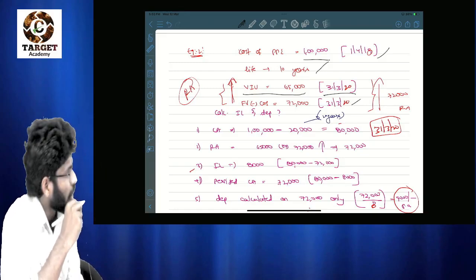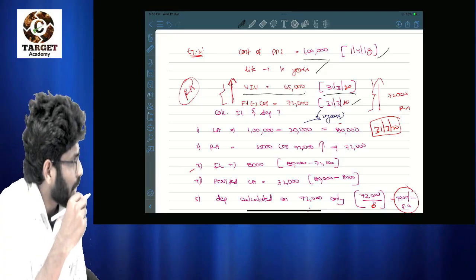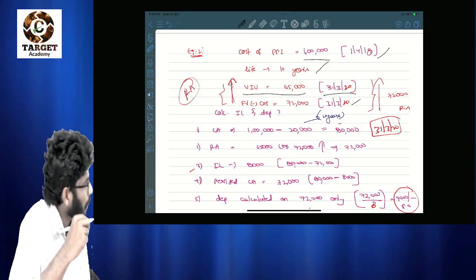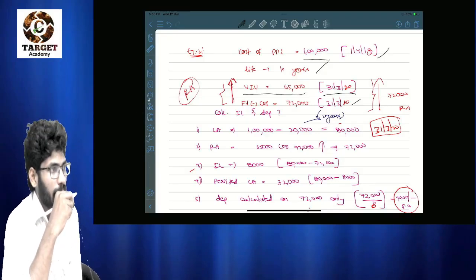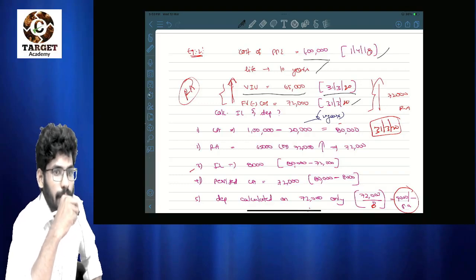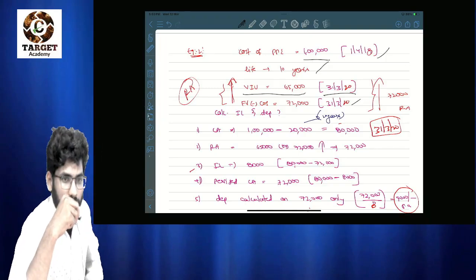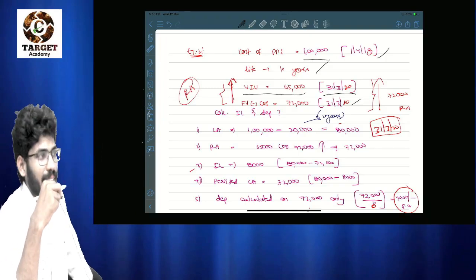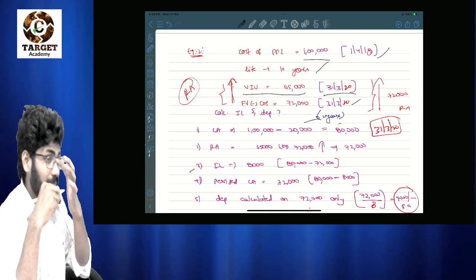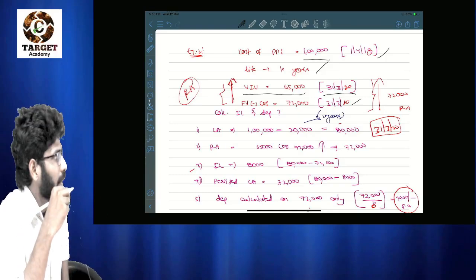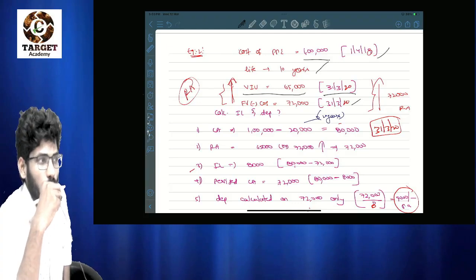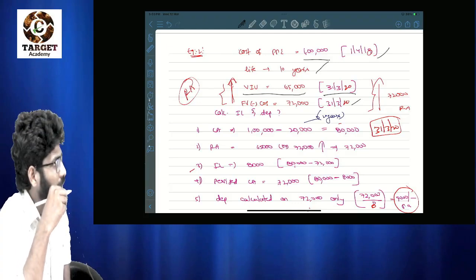Sir, when will the entity calculate the recoverable amount? When there are significant changes in the market, correct or not? So we should have some external or internal indicators. Then only we need to calculate the recoverable amount, and then only we will calculate the impairment loss, correct or not?